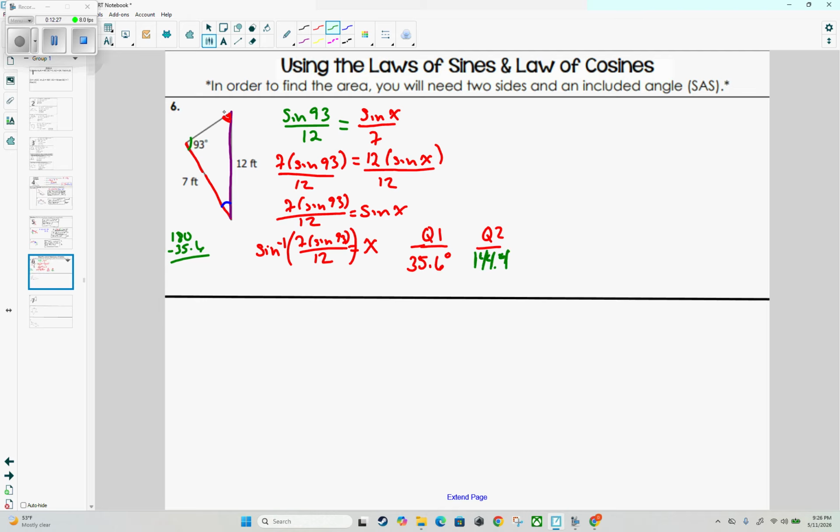So I need to check to see if both of them can actually work. So 35 plus 93, that is definitely less than 180. So this one is good. But when I do 93 plus 144, that is bigger than 180. That one does not work. So I can go ahead and cross this one off. The only one that could possibly work is this one. So that's the only option we have. So I'm going to plug that in. That's this angle right here, 35.6.